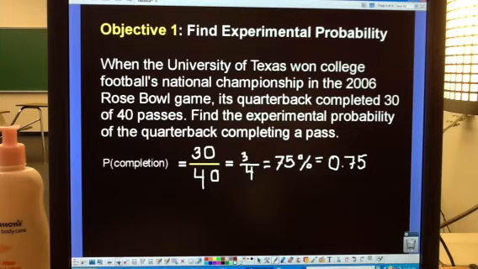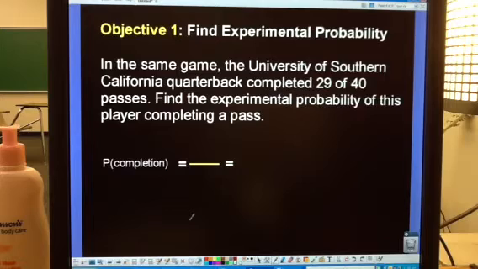Okay, so let's try another one. At the same game, the University of Southern California quarterback completed 29 of 40 passes. Find the experimental probability of this player completing a pass. So take a minute now, go ahead and calculate that out.